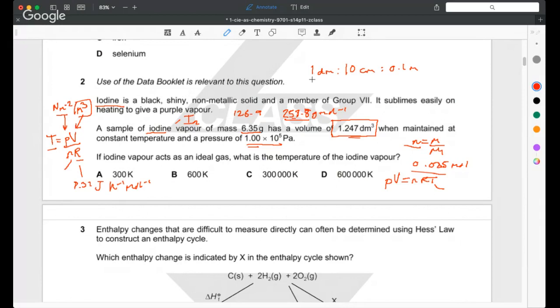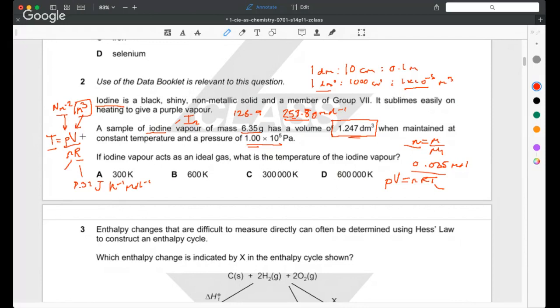And so when we have 1 decimeter cubed, that's the same as 1,000 centimeters cubed, and it's the same as 1 times 10 to the minus 3 meters cubed. All right, so those are the relationships there. And it means to convert a decimeter cubed into a meter cubed, you've got to multiply by 1 times 10 to the minus 3.